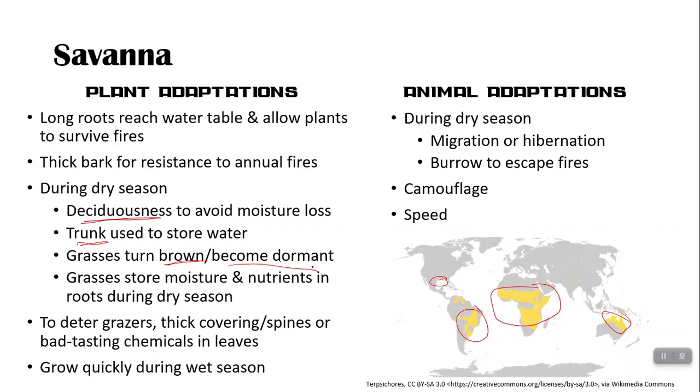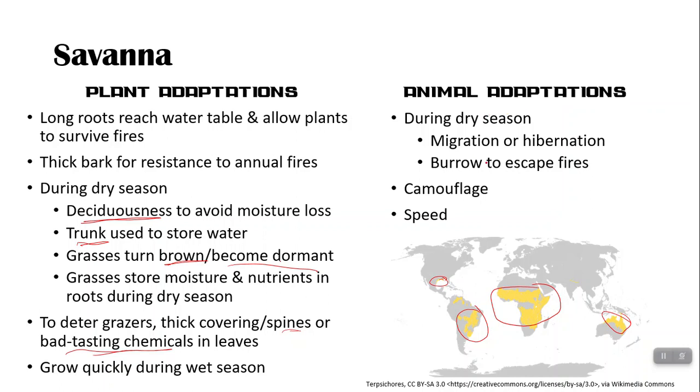And if you want to see dormant grass, like a month ago here in Dallas, unless you see people who water their lawns regularly, their grass was dormant and brown. The grasses can store moisture and nutrients in their roots to use during the dry season. They also are trying to protect themselves from grazers or animals that would eat them, so they might have a thick covering, spines, or even nasty tasting chemicals in the leaves. And then once there's the wet season, they grow really quickly because they're taking advantage of their resources.